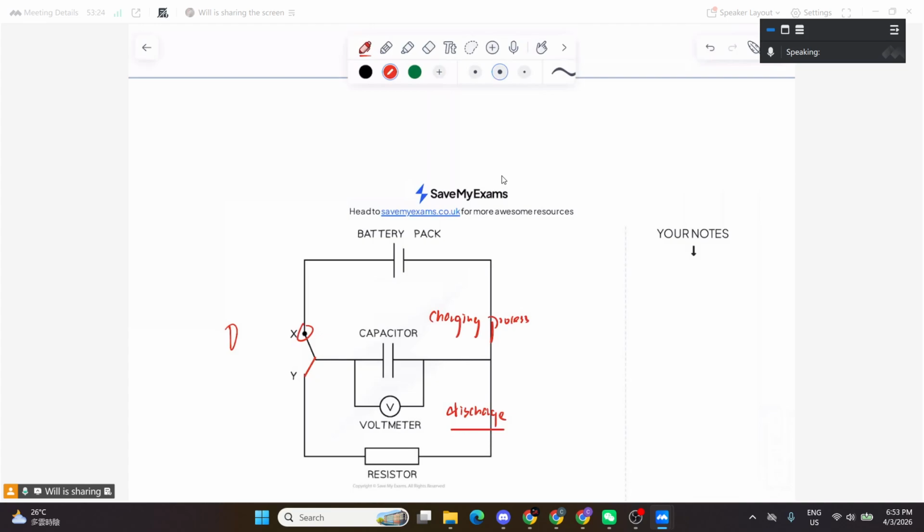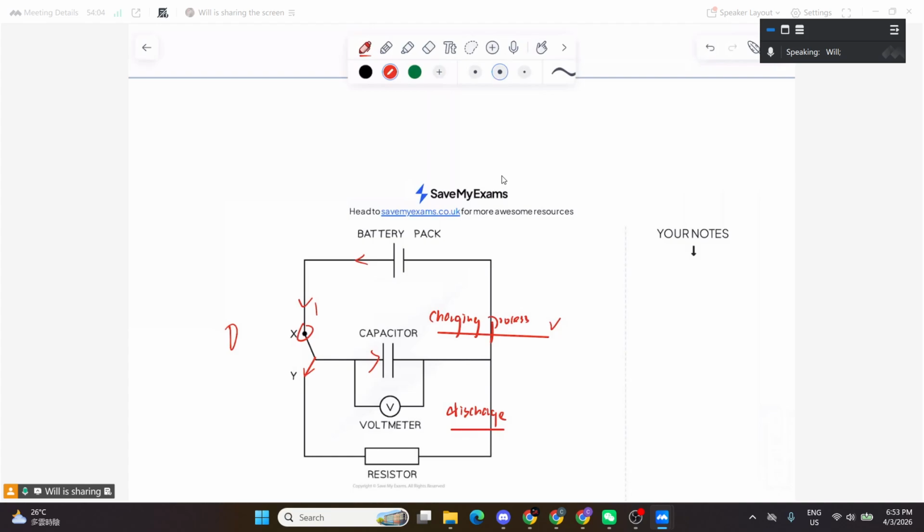Okay, discharge. Different switch to a different point gives a different process. The previous one is the charging process, where the current flows to the capacitor and charges the capacitor. After the energy is dissipated by the capacitor, we switch to point Y, and the process becomes a discharging process.